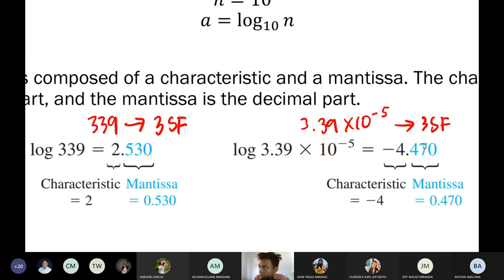Then we start counting our sig figs right after the decimal point, the mantissa. So this is where you are going to count your sig figs, not here, okay? So these two are the additional rules lang. Again, you do not count the characteristic when counting sig figs, only the mantissa. That is true for logarithmic functions.